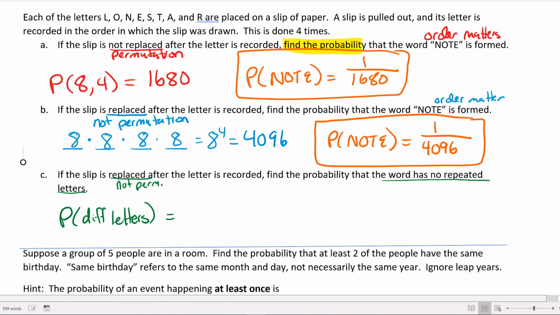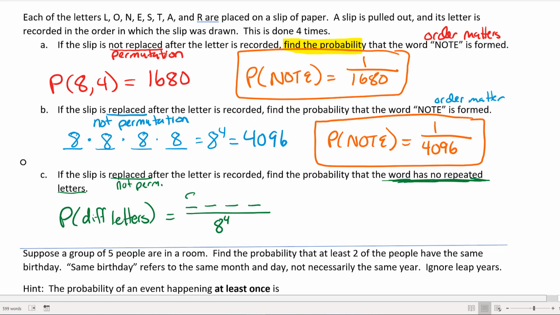So what we're going to try to figure out is how many total ways could we pull. Well, this is the same as 8 to the 4, which we found in part B for the denominator. That's the total number of ways you could pull. But my question is, I want the probability that no letter has been repeated. The word has no repeated letters. So we're going to use the multiplication principle for my numerator.